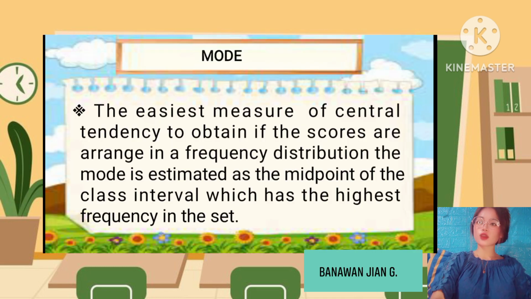So next we have here now the mode. It is the easiest measure of central tendency to obtain. If the scores are arranged in a frequency distribution, the mode is estimated as the midpoint of the class interval which has the highest frequency in the set.